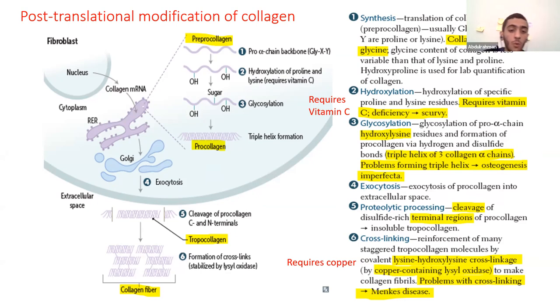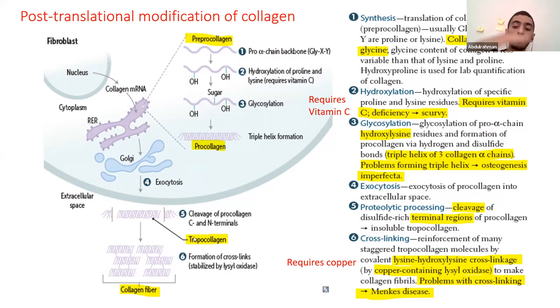Outside the cell, we have right here a procollagen, a triple helix structure of a procollagen. We remove the C-terminal, which is at the end, and the N-terminal, which is at the start. We cut them off. And this creates a tropo collagen that's insoluble, because since it's making up the extracellular matrix, we don't want it to be soluble and dissolving in the fluids. We want it to be firm and insoluble. That's why we cleave off the ends, the C-end and the N-ends. And this is going to create a tropo collagen.